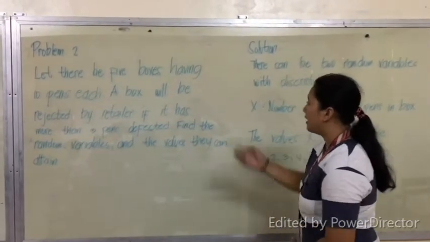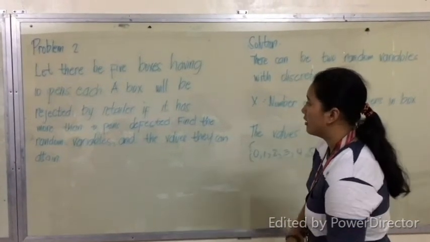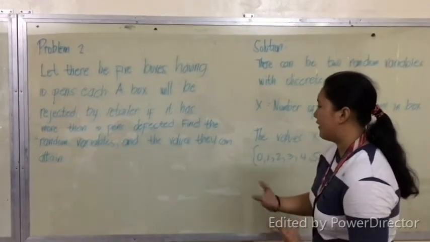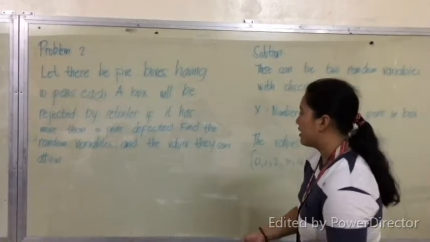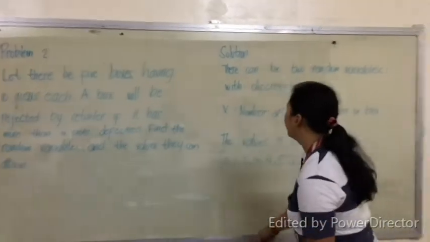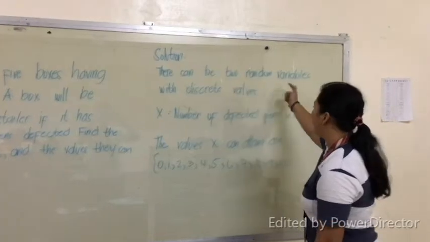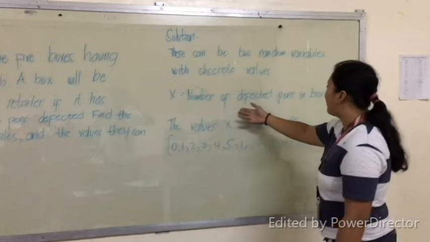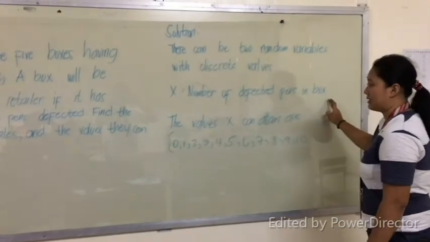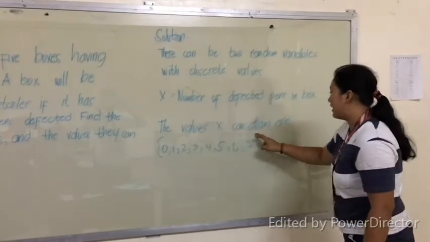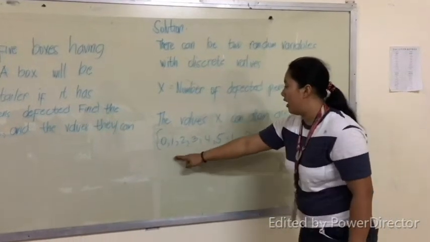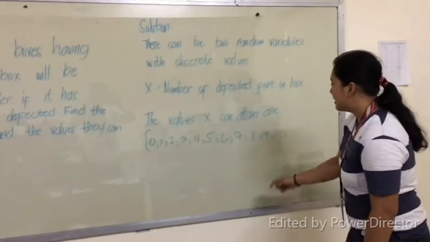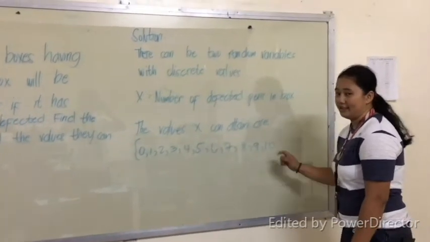So here is problem number 2. Let there be 5 boxes having 10 pens each. A box will be rejected by a retailer if it has more than 3 pens defective. Find the random variables and the values they can attain. Solution. There can be 2 random variables with discrete values. x equals number of defective pens in a pack. The values x can attain are 0, 1, 2, 3, 4, 5, 6, 7, 8, 9, and 10.